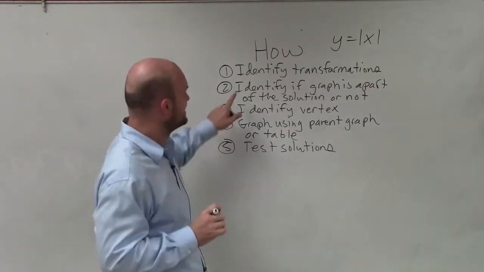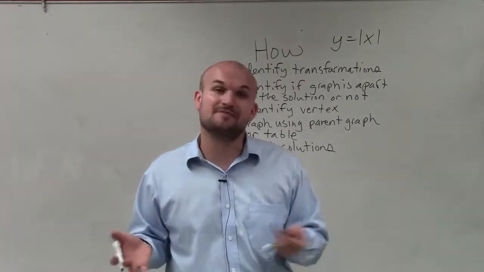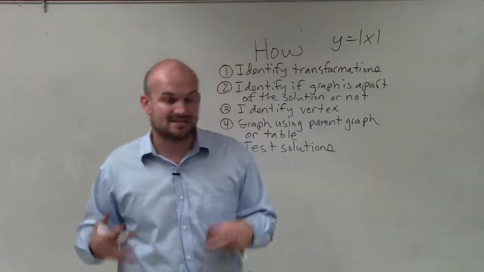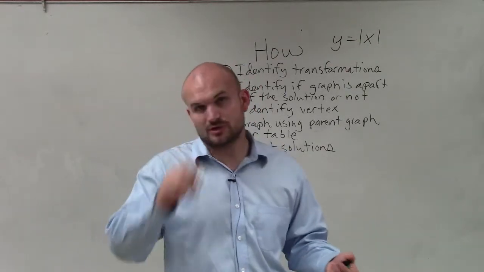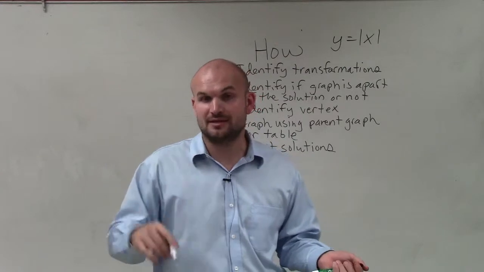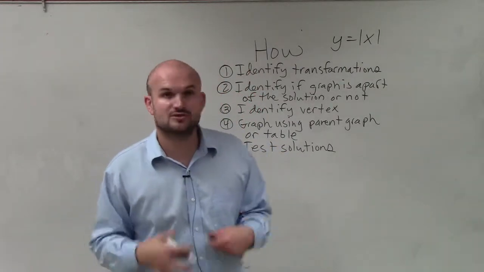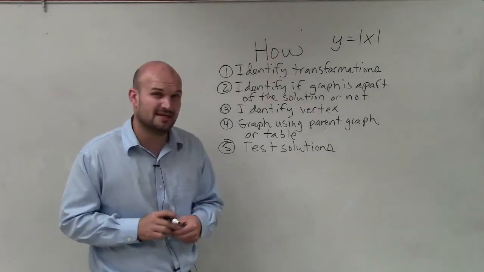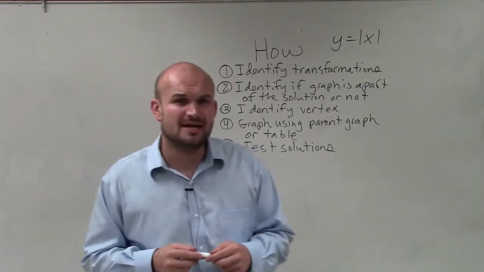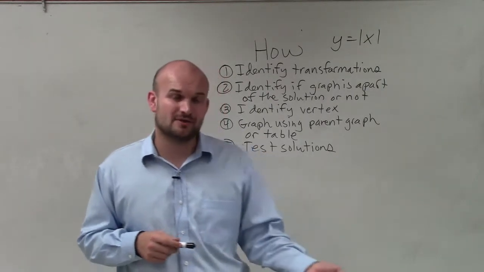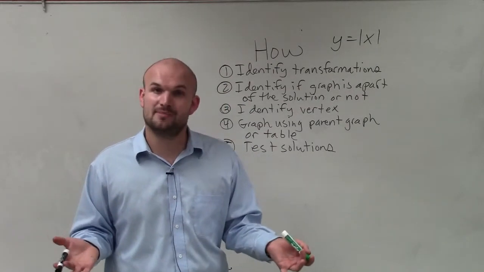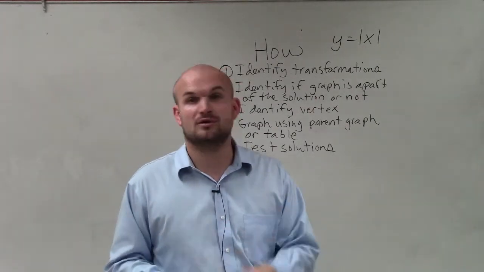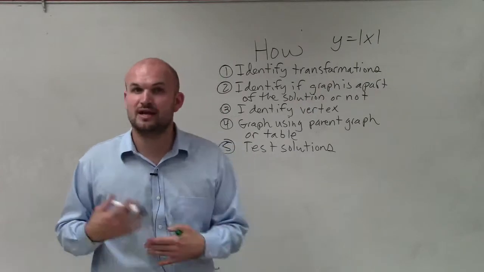Then the next thing is to identify whether the graph is going to be a part of the solution or not. If it's a part of the solution, we're going to graph it with a solid line. If it's not a part of the solution, then we're going to use a dash. And the way to determine that is to look at the inequality symbol. If the symbol is greater than or equal to or less than or equal to, then it's going to be solid and a part of the solution. If it's greater than or less than, then it's not a part of the solution and we graph it as a dashed graph.